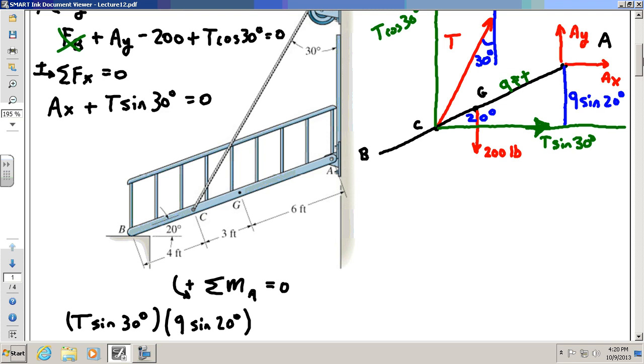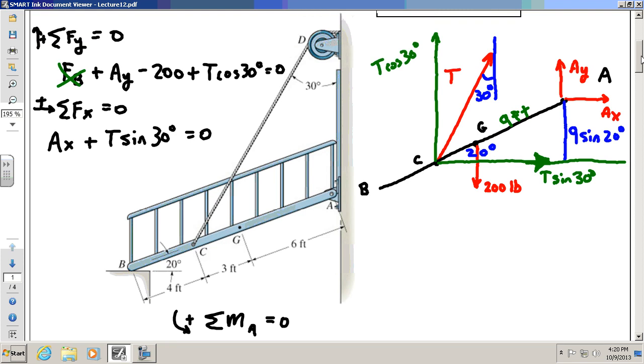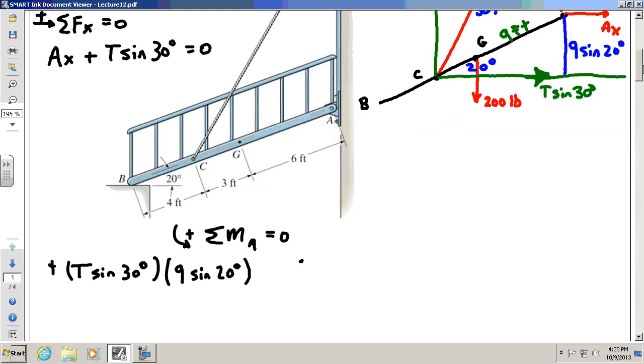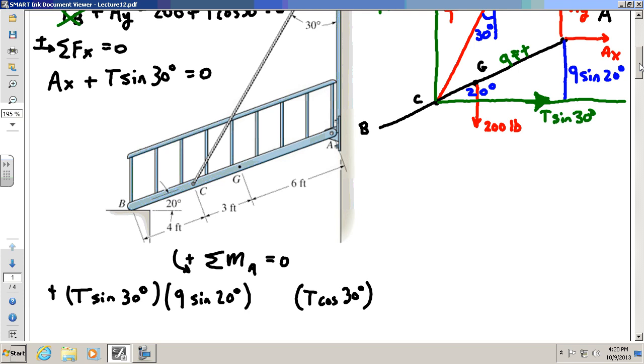This line here, the T sine 30, looks to me like it's going counterclockwise around A. So that's positive. Okay? How about the T cosine 30? That's the vertical force of T. Well, that's T cosine 30, so I'm going to write that out. T cosine 30. Its perpendicular distance to A is not 9 feet, but instead 9 cosine 20 degrees.